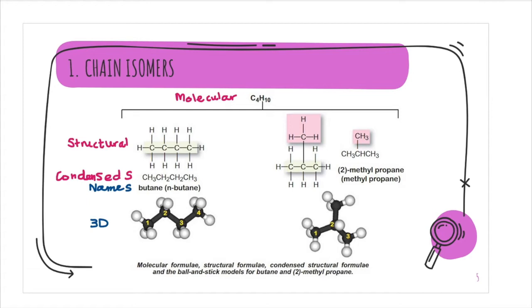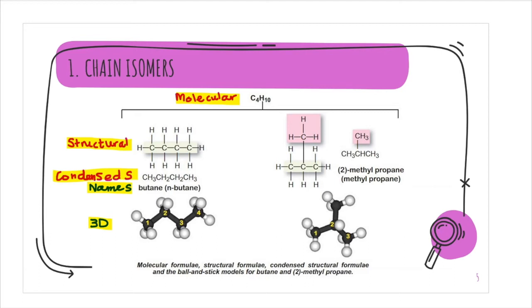We're going to now look at a few examples of different chain isomers. Remember, chain isomers have the same molecular formula, but the length of their longest chain is going to differ. Displayed on your screen, we have the molecular formula of two compounds. We have the structural formulae, the condensed structural formulae, the names, and also 3D representations of these molecules. Specifically, these 3D representations are called ball and stick models.